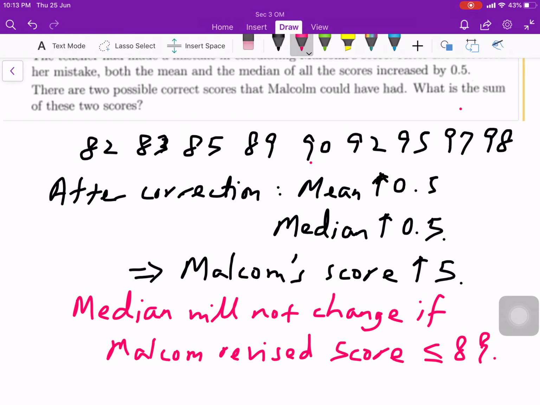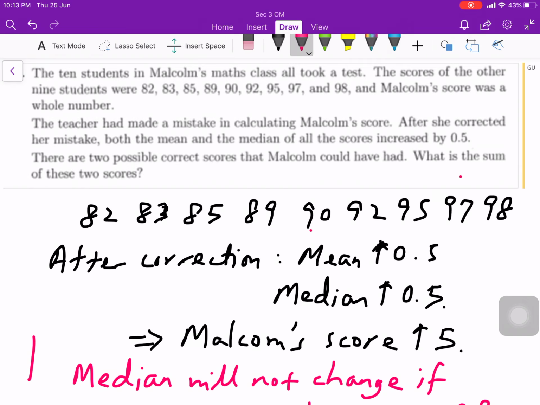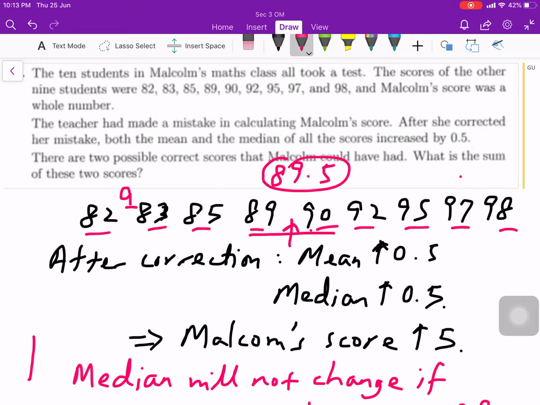Take note, suppose the original Malcolm score is A, somewhere here. Let's say A, right? Then what is the median? The median of the 10 scores would be 89.5, because here there are 5 scores, 1, 2, 3, 4, 5, and this side also has 5 scores, 1, 2, 3, 4, 5. Therefore, the median is actually 89.5, right?